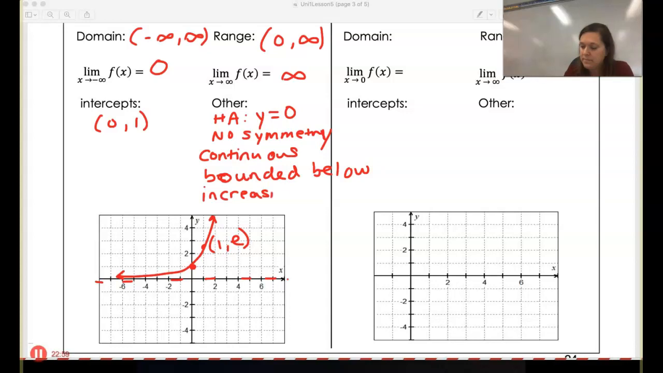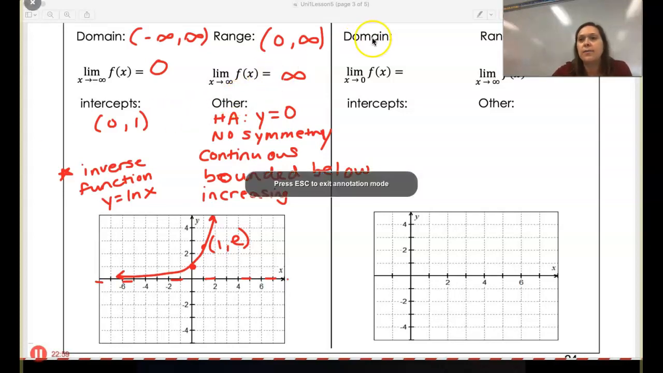And other things to note, we should know that it's the inverse, which we'll talk about inverse functions in a future lesson. It's the inverse function of y equals the natural log of x. E to the x, your exponential function. All right, very good.